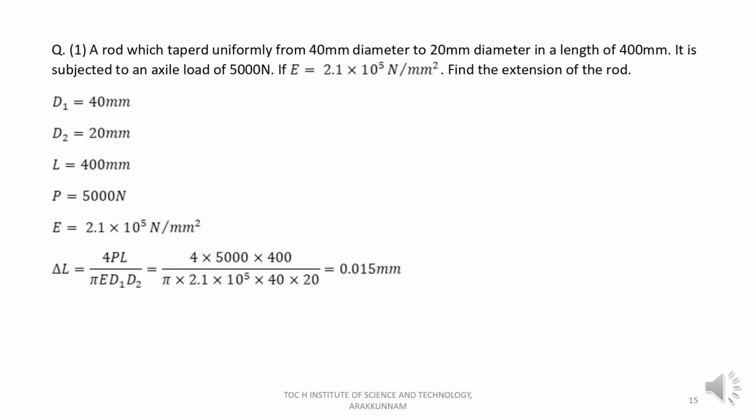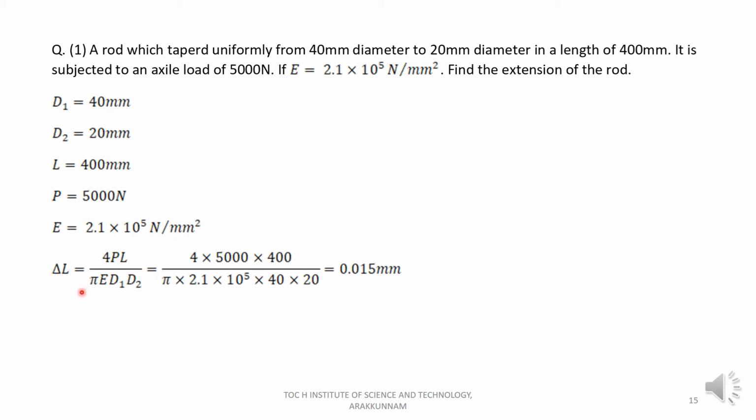Okay, so let's do a problem. A rod which is tapered uniformly from 40 mm diameter to 20 mm diameter in a length of 400 mm is subjected to an axial load of 5000 Newton. If E is equal to 2.1 into 10 raised to 5 Newton per mm square, find the extension of the rod. All the dimensions are given, such as D1, D2 and L, and P is given, and also the E value is given as 2.1 into 10 raised to 5 Newton per mm square.